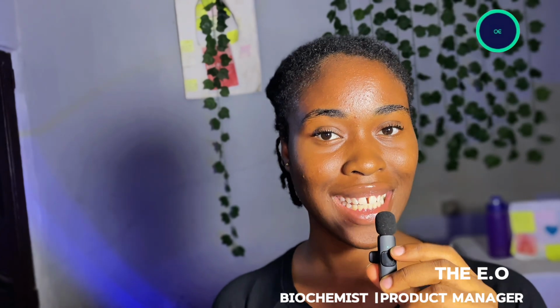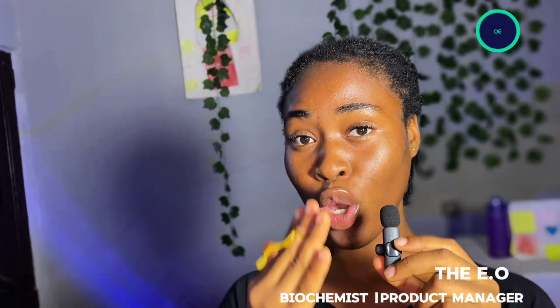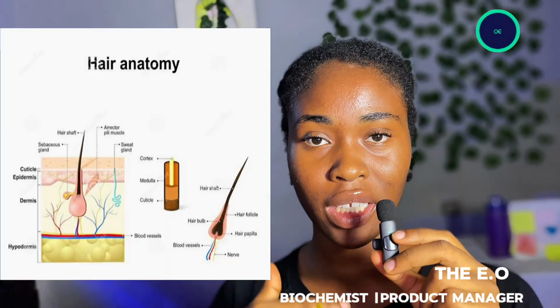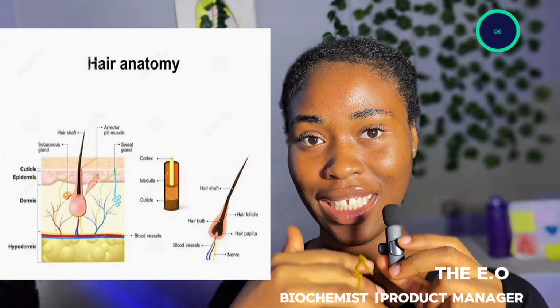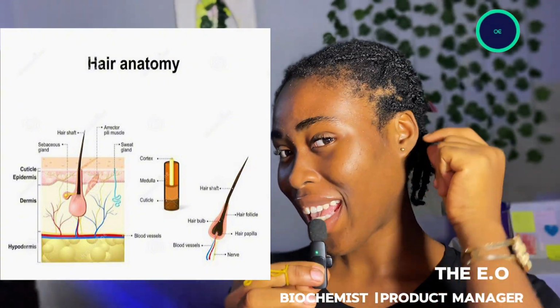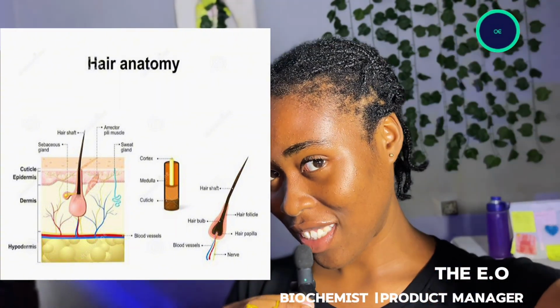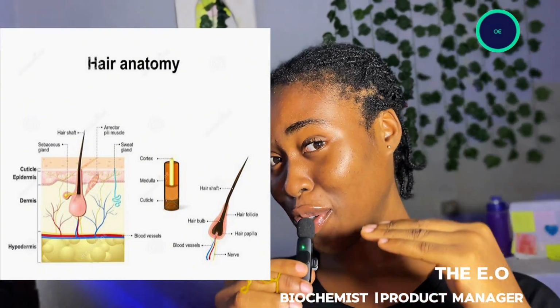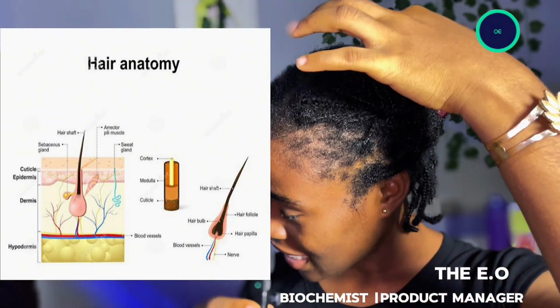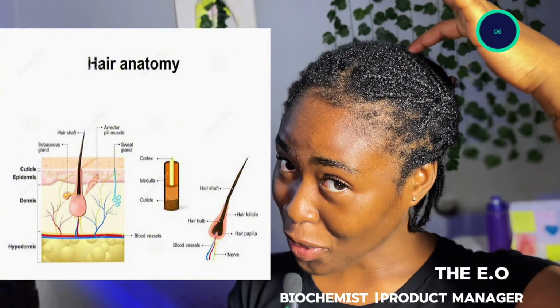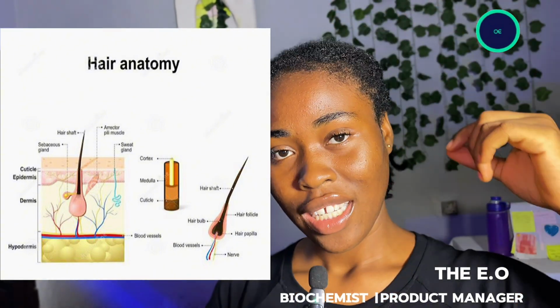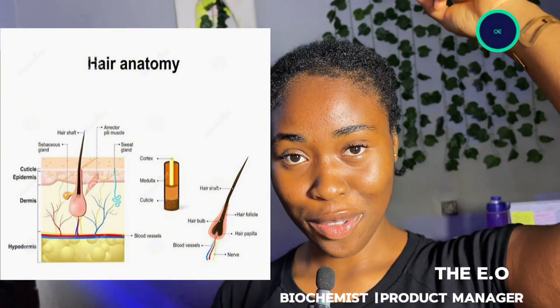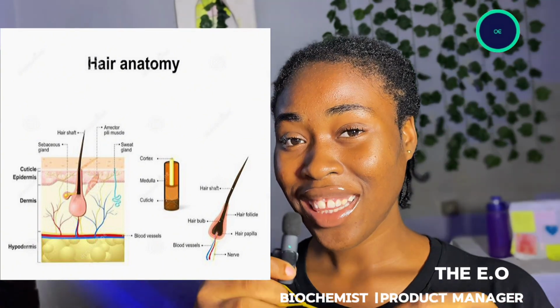From the illustration, we can see that there are 3 layers to which our hair grows out from. Now you have the hypodermis, dermis, and the epidermis. Now for your hair, the strands that you see, they are composed of 3 important things. Now you have your cuticle, which is what is at the scalp of your hair, your cuticle. Then you have your medulla and you have your cortex. Now there's another thing you need to know.